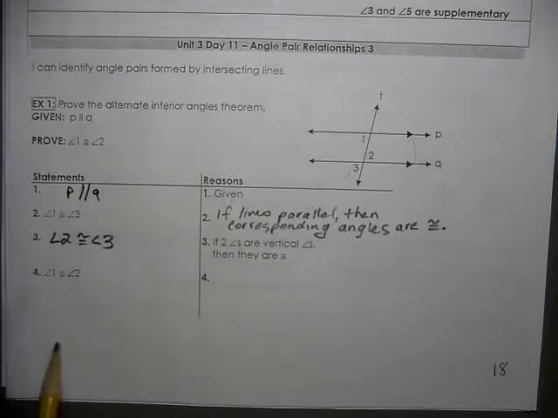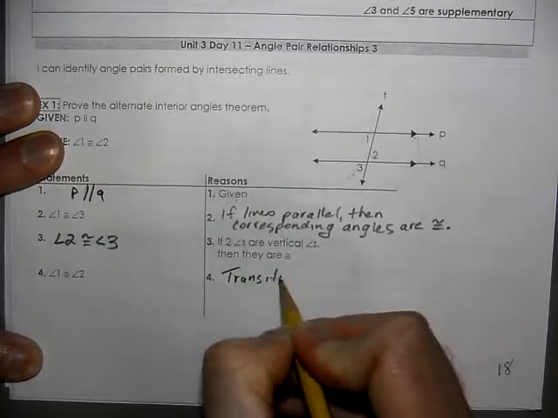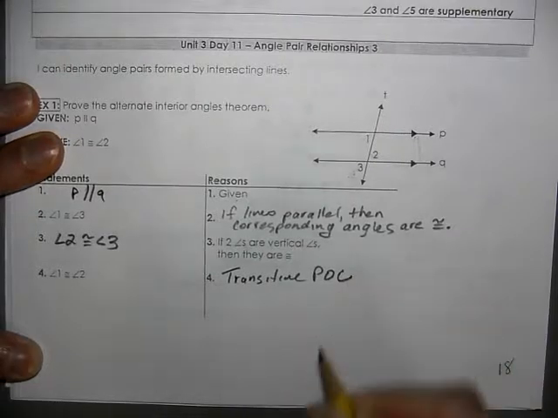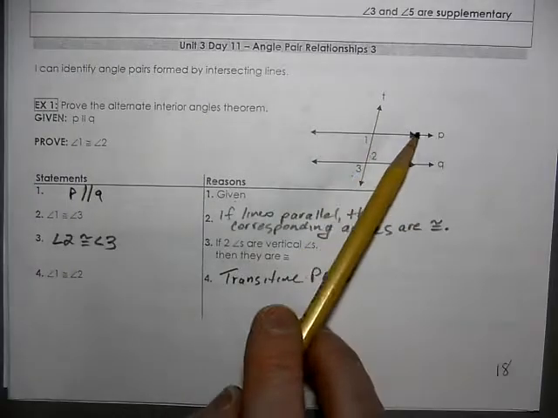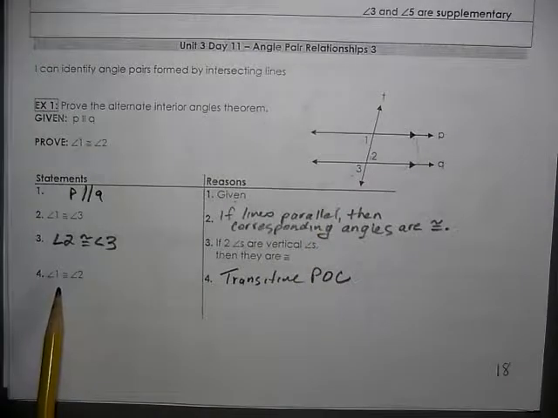It's not substitution because you can't substitute with congruence, but it is the transitive property of congruence, POC. So what we've done here, we have proven that when you have two lines parallel, that alternate interior angles will be congruent. And from the future, we can use that statement.